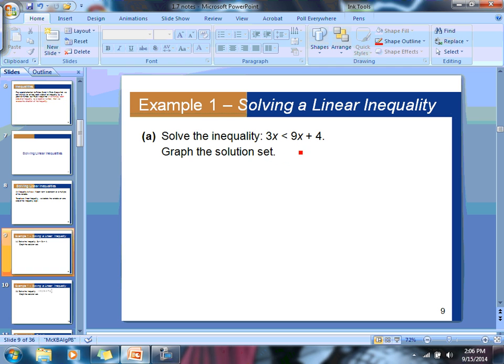So for our inequality here, we have 3x is less than 9x plus 4. We want to get all of our variables over to the other side. So I'm going to subtract 9x from both sides of my inequality. And that will get me negative 6x is less than 4. And then here I am going to divide by a negative number. So that means I have to switch the direction of my inequality sign. And I do want to reduce my fraction. So I'll have negative 2/3 here.